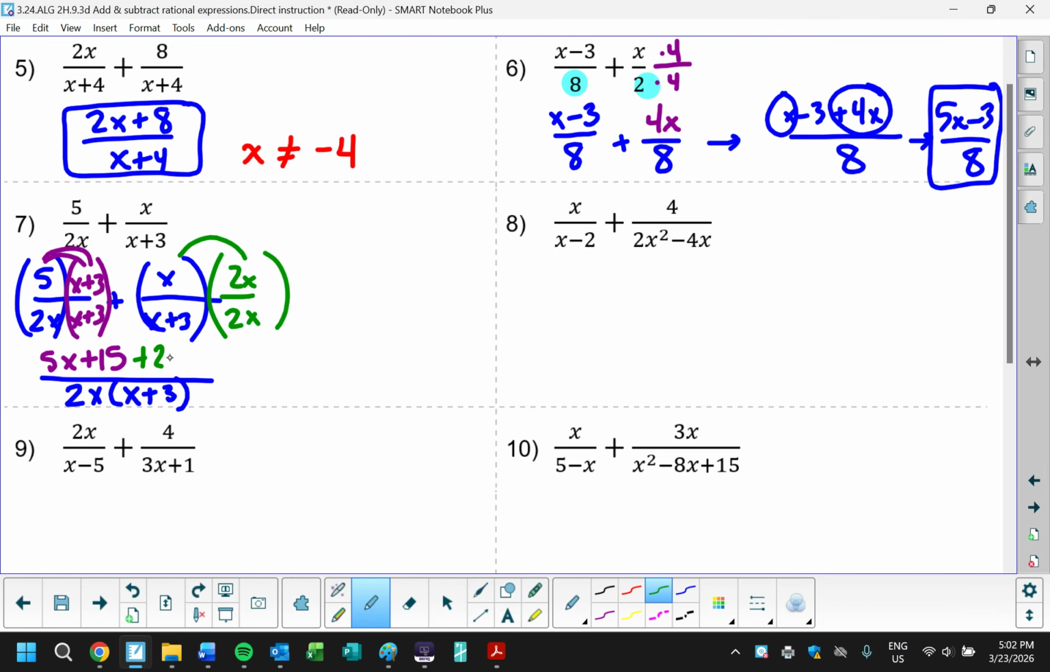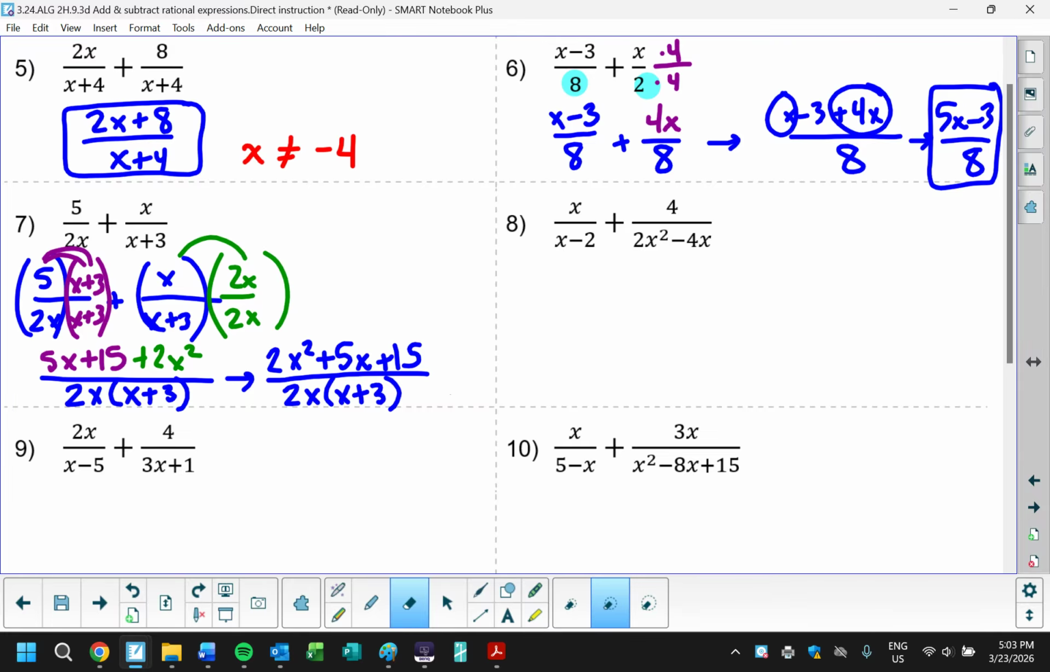That's going to give us 2x squared. And now, if we rewrite this in standard form, there are no like terms, but we're going to put the x squared first, the x to the first second, the 15 third, all over 2x times x plus 3. We're going to ask, can anything divide out of each and every term? I almost said x. This has an x, this has an x, this has an x, but that does not. So we can't reduce by x, we can't reduce by 2, we can't reduce by 5. In other words, there is nothing that will reduce into all of those.